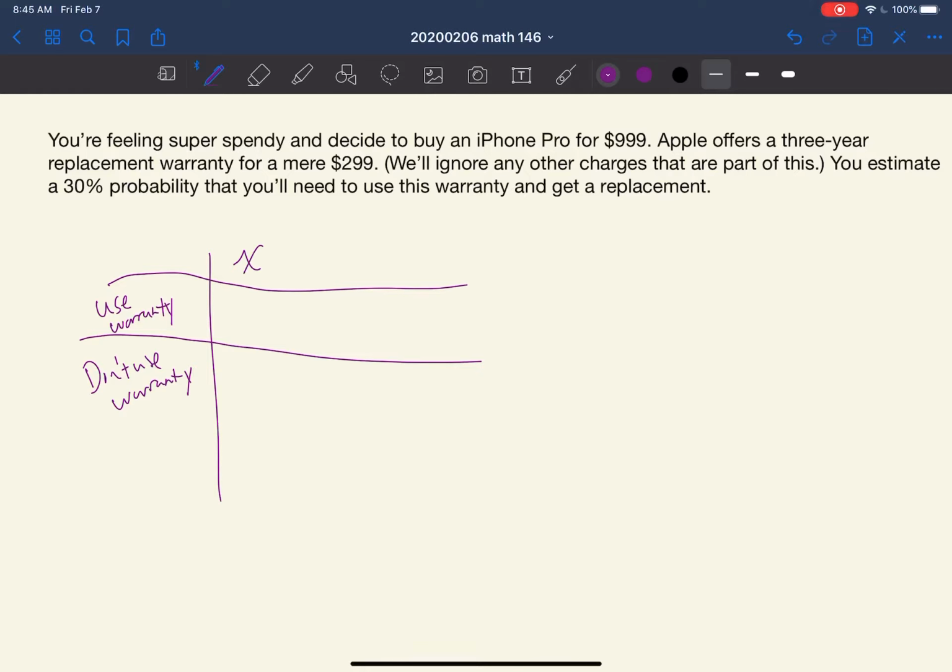And then from that, we have to think about what are our numeric values in this case here. If I don't use the warranty, then clearly I'm losing $299. I'm losing the money that I spent on the warranty. If I do use the warranty, then what we've got is that I get something back. I get the value of the phone minus the $299 that I spent to purchase it. So really, I'm making a $700 profit if I use the warranty. And so the probability I use the warranty is 0.3. The probability I don't use it is 0.7.